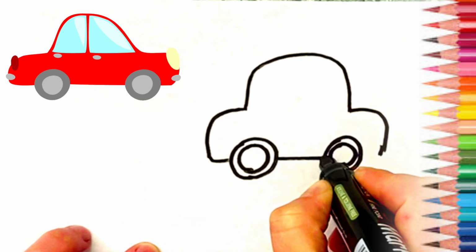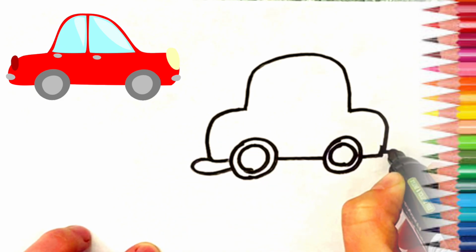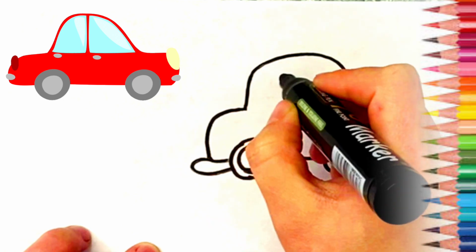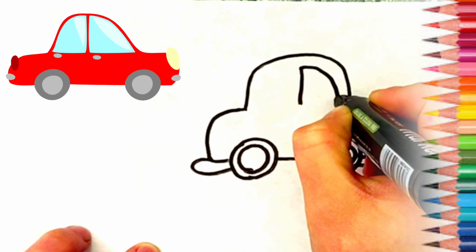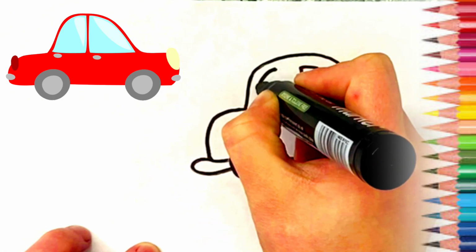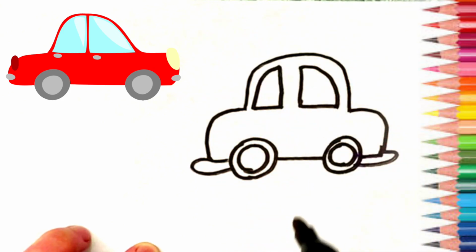Then from here to here we will draw a line and we will draw a bumper like a curve. Let's draw a window. First, a straight line and a curve line and this line also. After that, we will draw a small window.